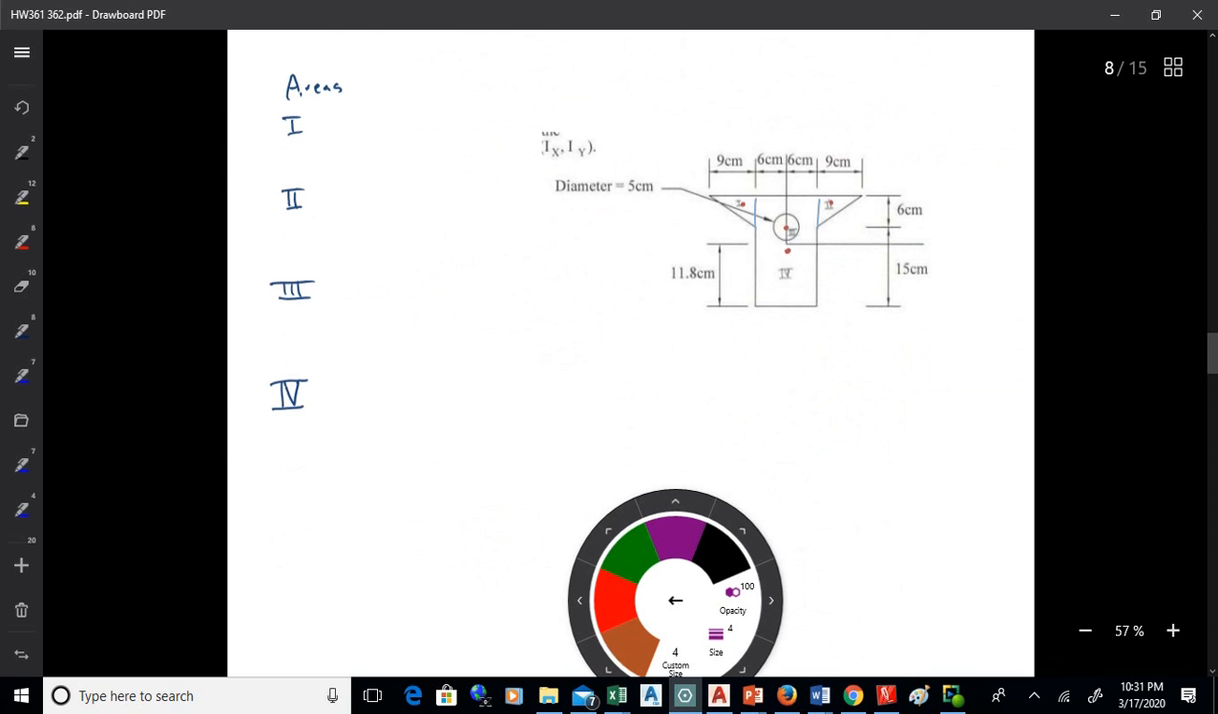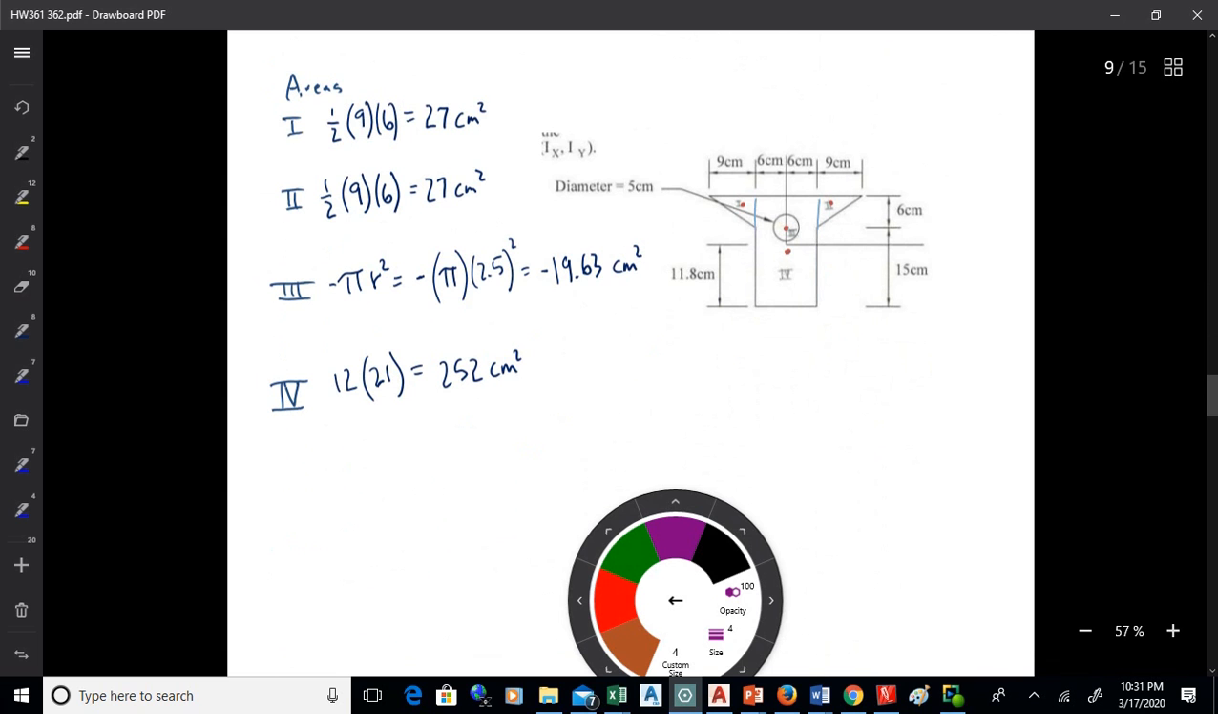We've got a little bit more complicated shape here, but the idea is exactly the same. We also have a circular cutout there that we have to deal with. So I just want to find the areas of the shapes. Okay, I've got two triangles, 1/2 times 9 times 6 is 27.